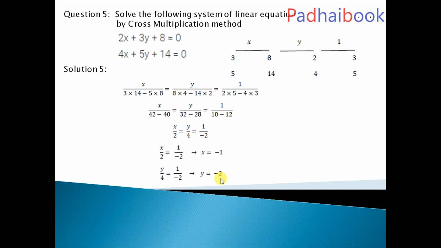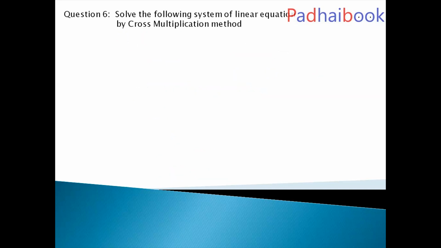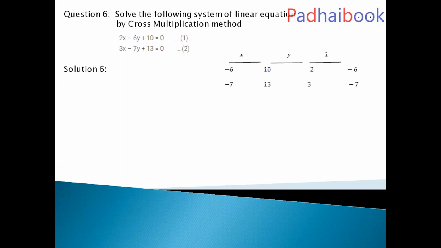You can do this question by directly applying the formula also. We'll take another question based on again the same method, cross multiplication. So here I have, now again I arrange them in that order: x, y, 1, coefficient of y, constant term, coefficient of x and then again the coefficient of y.